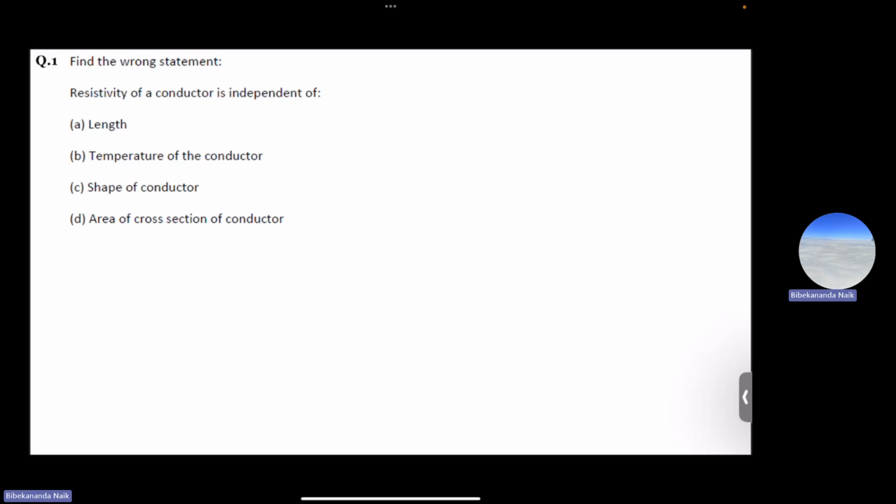We need to find out about the resistivity of a conductor. There are different factors, and we need to see whether they affect the resistivity or not. Independent of means we need to find the parameter that the resistivity depends on. The options are option A length, option B temperature of the conductor, option C shape of the conductor, and option D area of cross section of the conductor. I'll give you a few minutes to think about this question, and then we will discuss the correct option.